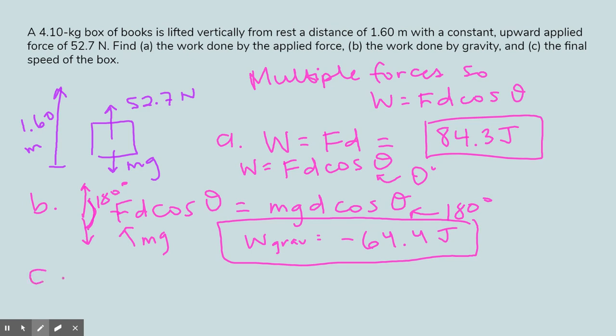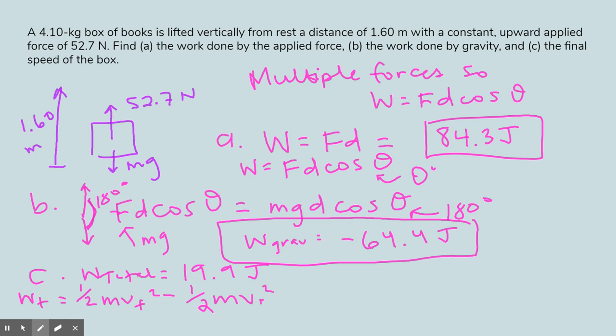And finally, part C, we want to know the final speed of the box, but in order to do that, we need the total work. So we need to add together the 84.3 and the negative 64.4 to find our total work first, which would be 19.9 joules. And we're using that formula, W total, I'm going to abbreviate that as T, is 1/2 mv final squared minus 1/2 mv initial squared.